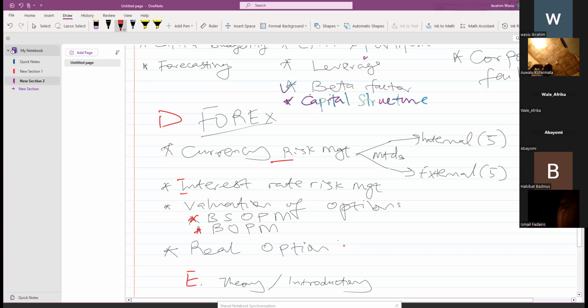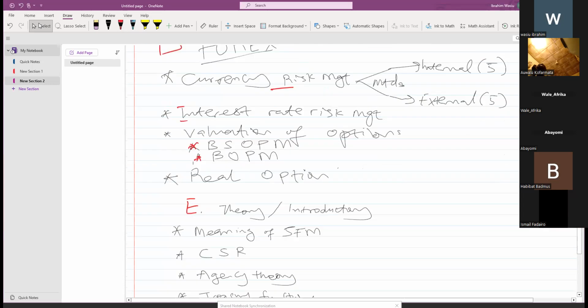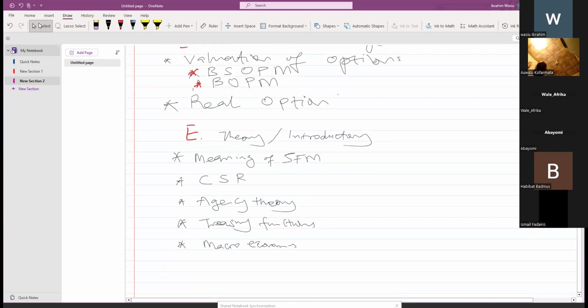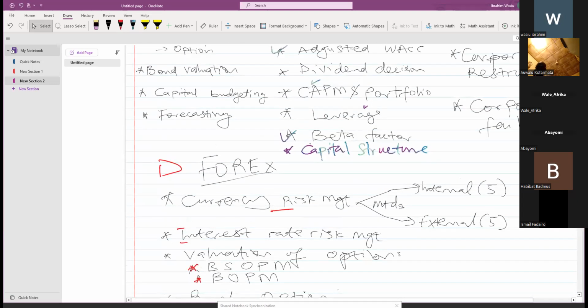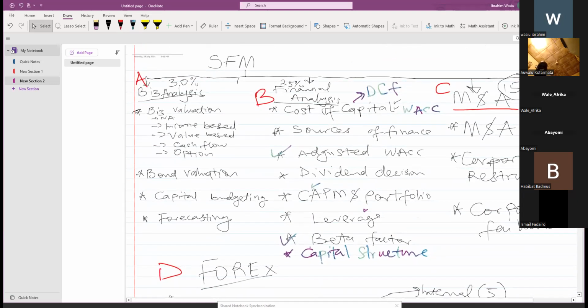You may even have options to sell off a project or undertake an abandoned project. Different options. So you will see the application of real options in investment appraisal, all under forex actually. Then the bonus aspect, which is the theory aspect. So I think these are all topics you need to know as far as SFM is concerned.